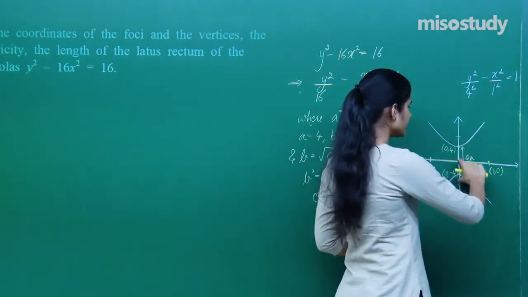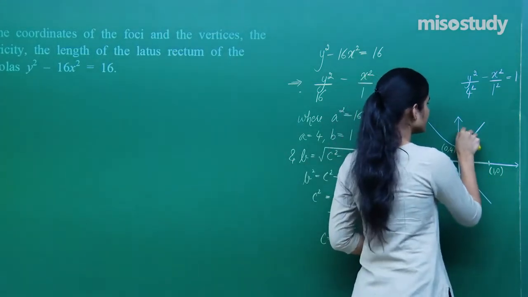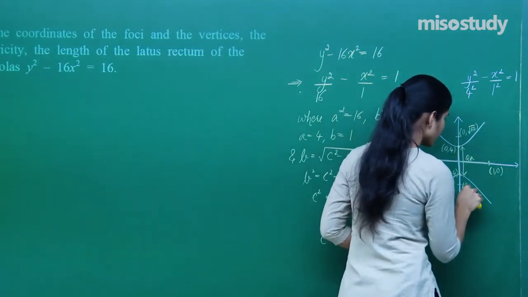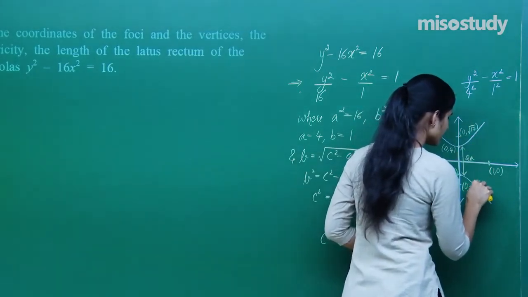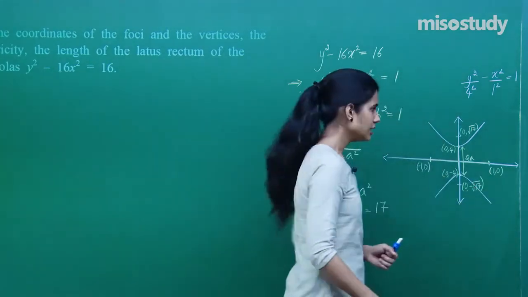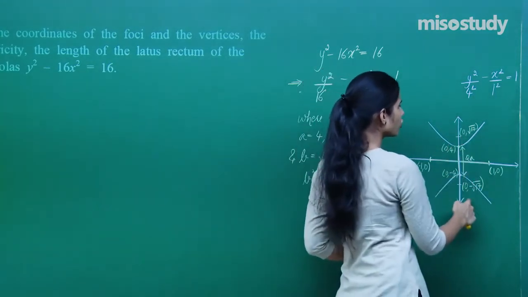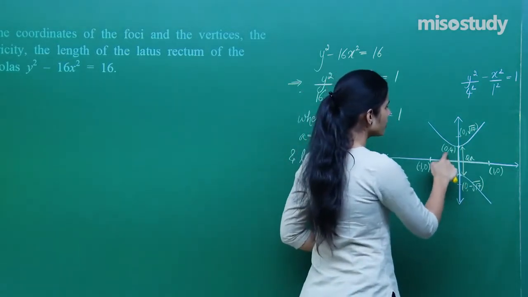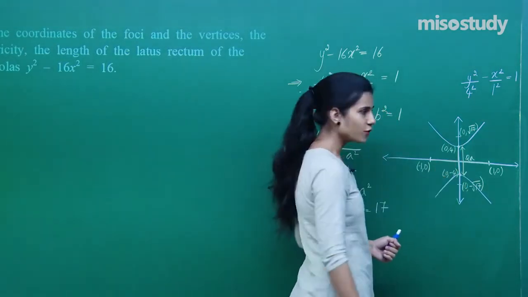So from here to here it is c, here to here it is c. This point is 0 comma c, that is root 17, and this point is 0 comma minus root 17. Fine, so foci has coordinates 0 comma root 17, 0 comma minus root 17. The vertices have coordinates 0 comma 4, 0 comma minus 4.